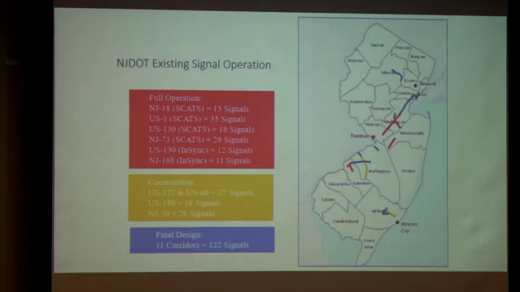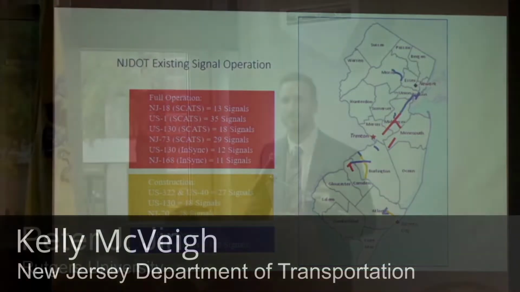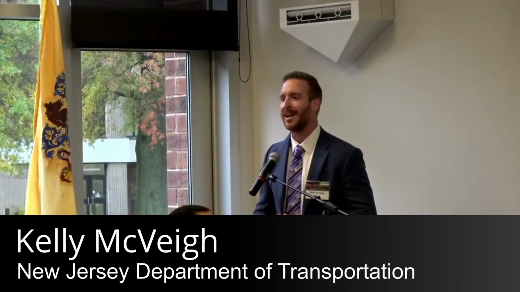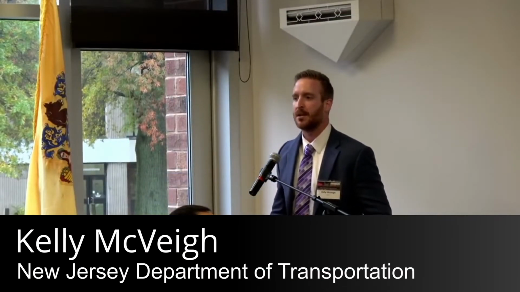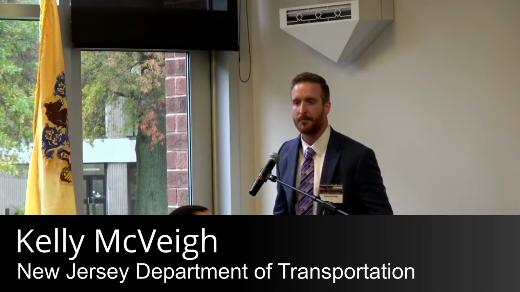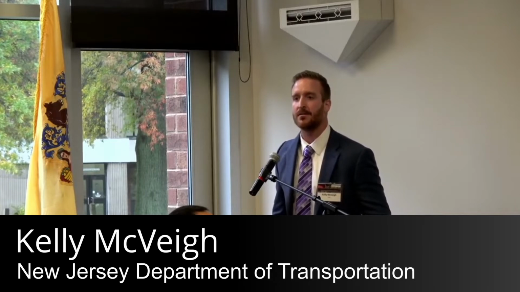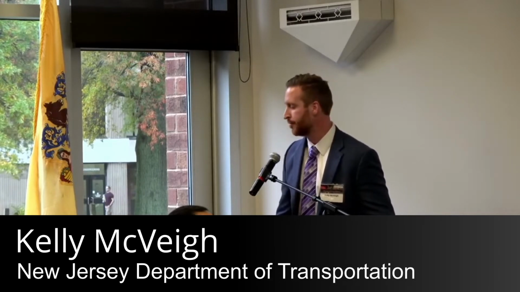There's several corridors already in full operation for adaptive traffic signal systems, and there's several more that are currently in design, and we have at least 5 corridors that are in active construction at this time. So you can just start to picture how big this network of signal systems is going to be, and having a database in place to better identify how those signals are performing is crucial.